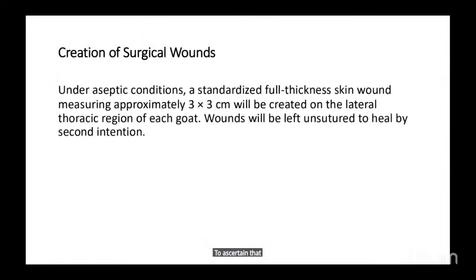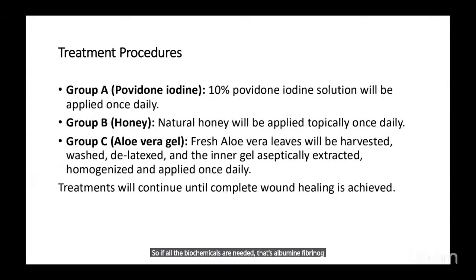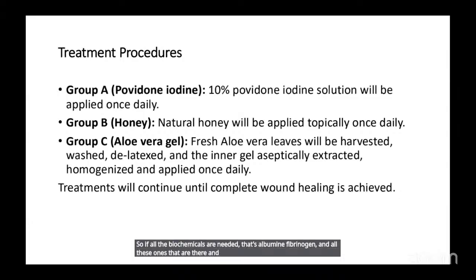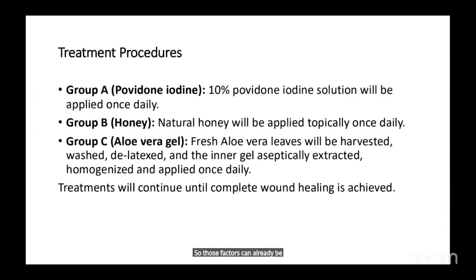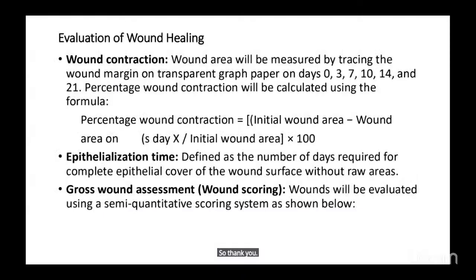So to me, I was thinking some basic biochemical and hematological parameters will be taken even before the animals will be used to ascertain that they are apparently healthy. So if the biochemicals that are needed, that's albumin, fibrinogen, and all these ones, are needed for wound healing, the basic parameters before these animals are going to be used should be ascertained. So those factors can already be taken care of even before the creation of the wounds. So thank you.